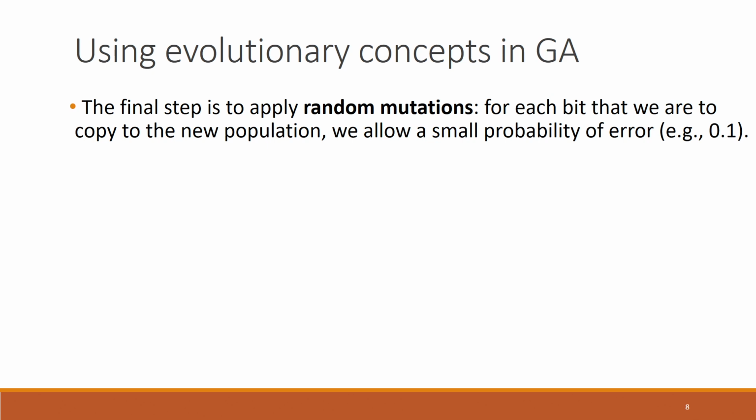After doing the crossover, the final step is to apply random mutations in the strings that we have. For each bit that we are copying to the new population, we allow a small probability of error for it to change. This small probability of error is called the mutation probability. You can denote it by PM. Suppose this mutation probability is 0.1. We usually set the mutation probability to be on a lower side as compared to the crossover probability. Crossover probability is usually above 0.5 and so on, whereas mutation probability is kept below, so that we do not change these strings too frequently.